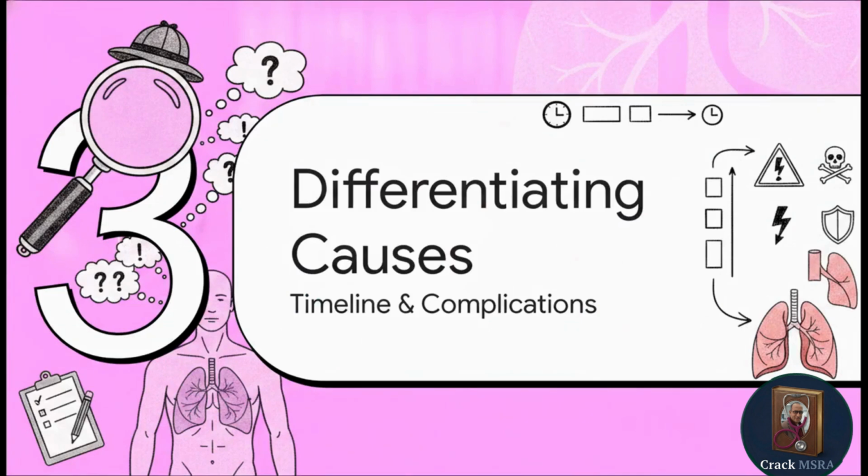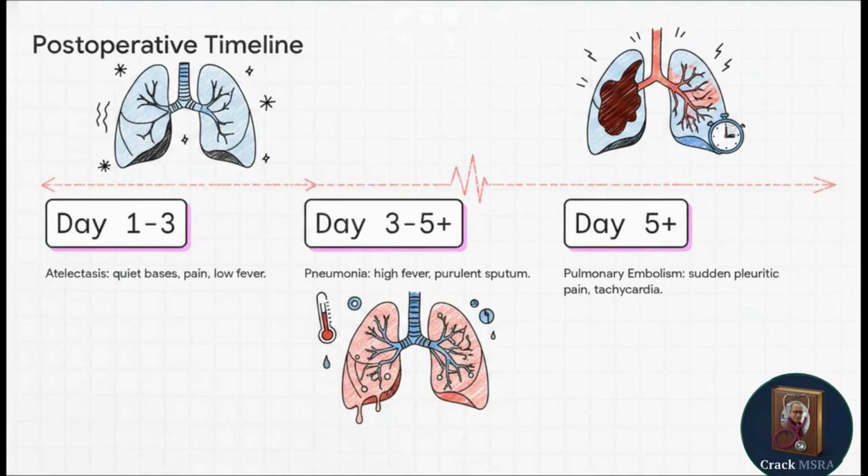Section 3. Differentiating post-operative respiratory complications. All right, let's pivot to the lineup phase of our detective work where we uncover the ultimate exam cheat code. I want you to lock this timeline into your brain right now. The 1-3-3-5-5+ rule is easily your most powerful tool for the MSRA. Postoperative lung complications follow this incredibly predictable timeline.